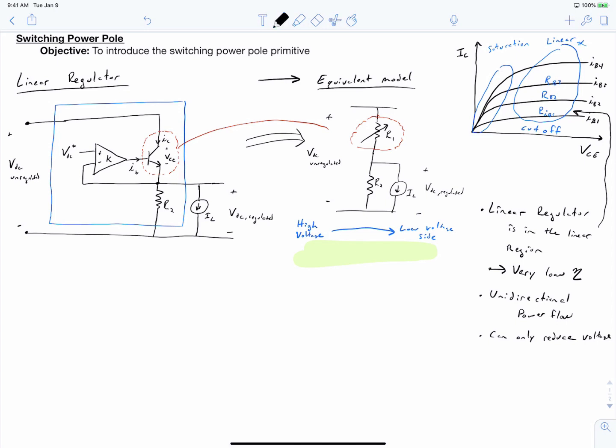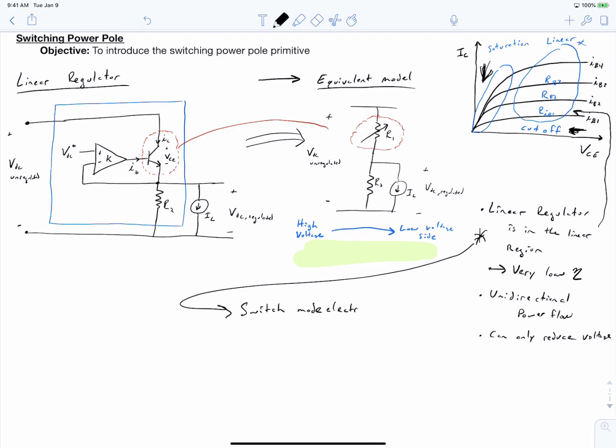Okay, so while we said that linear regulators always operate in the linear region, when we introduce switch mode electronics, we will note that they always operate in either the saturation or the cutoff regions. That's to say, switch mode electronics always operate here, where the device is completely off, or they always operate over here, where the device is completely on. And also, we don't typically use BJTs in switch mode electronics. We often use MOSFETs.